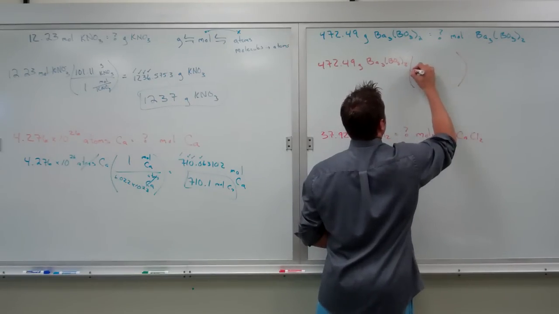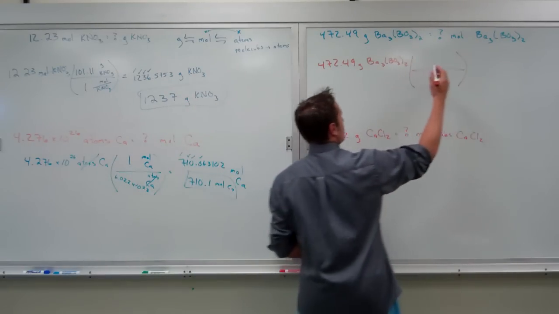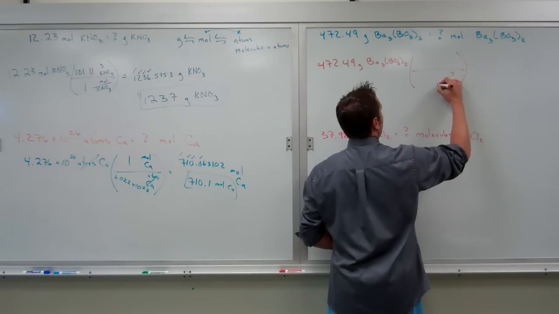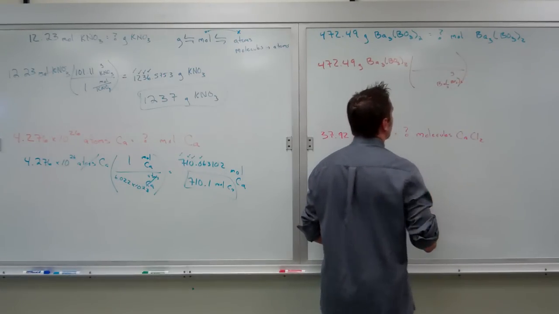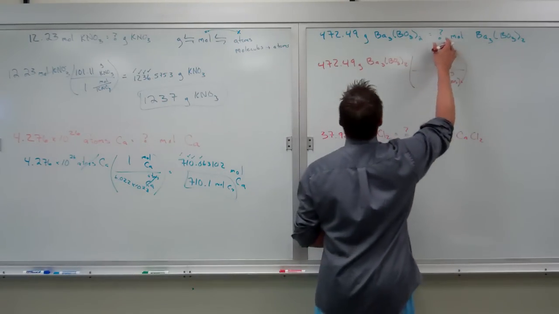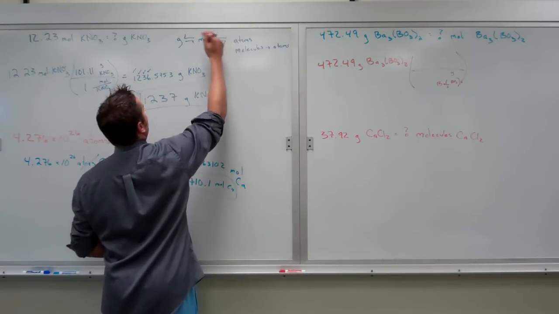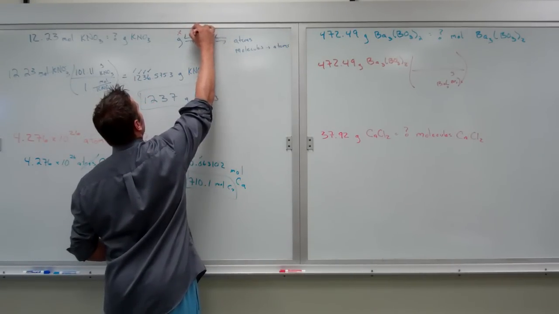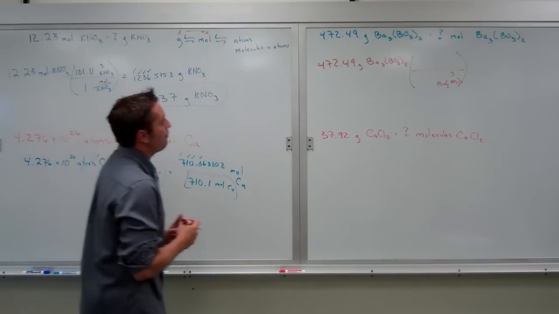Draw your brackets. Unit to eliminate on the bottom, which is grams, Ba3(BO3)2. And what we want on top, which is moles. So, back over to here. I started in grams. I want moles. They're right next to each other. So again, this will just be a one step.